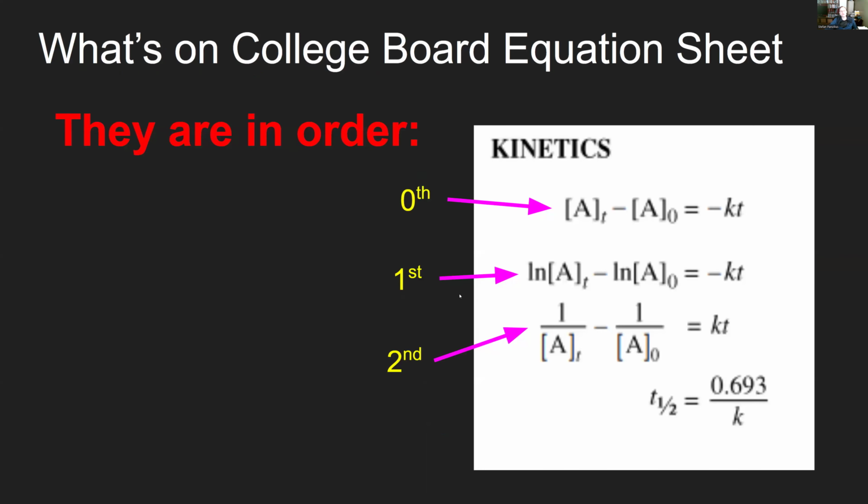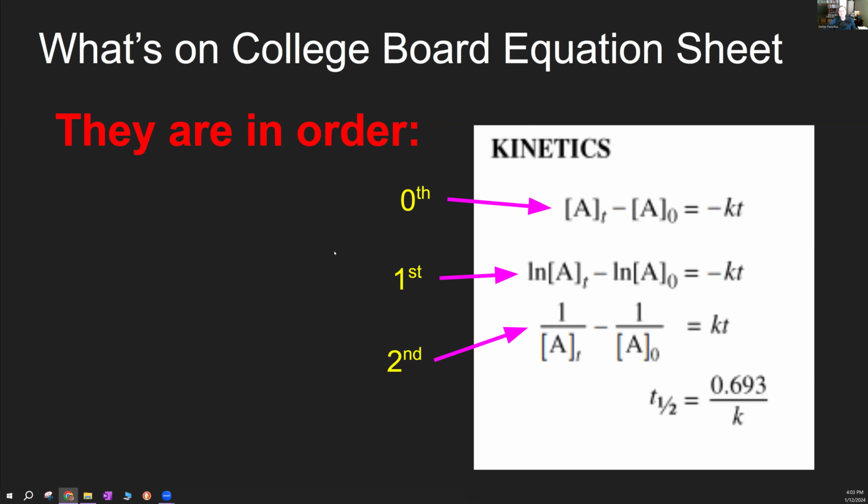All right, so if you were to actually look at the College Board equation sheet, there are 4 equations underneath kinetics, and they are listed right there. Nice, big, and bold so you can see it, hopefully, and they are in order: zeroth order, first order, second order. So hopefully you should be able to memorize that they are in numeric order, but it starts with 0. It does not start with 1.